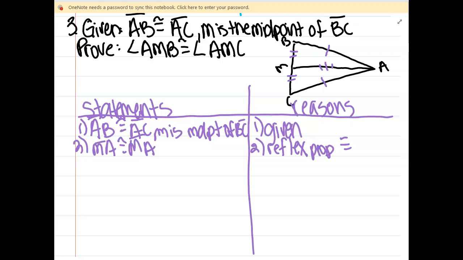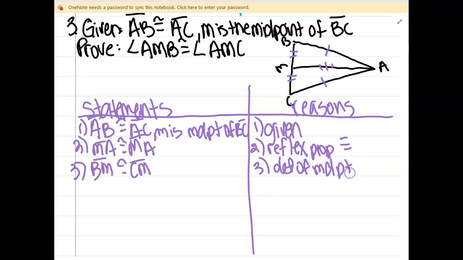What's my last set of sides? BM is congruent to CM. How did you know those are congruent? Remember this one? Yeah, this one's a definition. Definition of midpoint. M is the midpoint. It cuts those two segments in half. That's just a definition. So I have side, side, side.